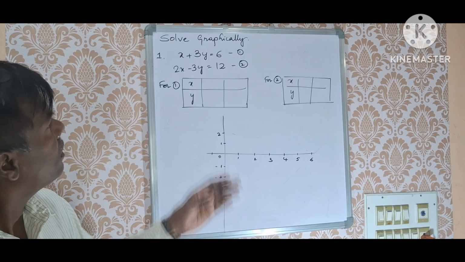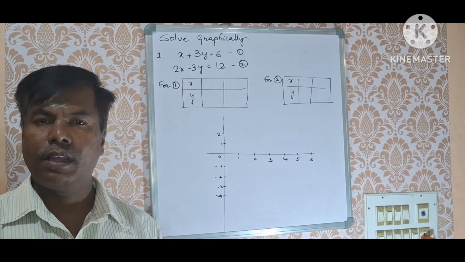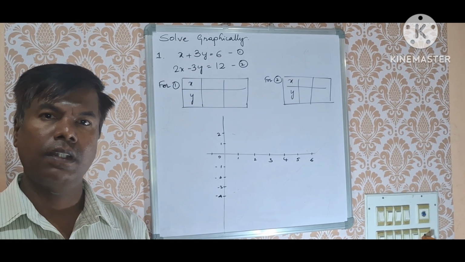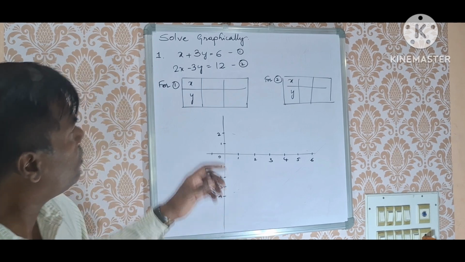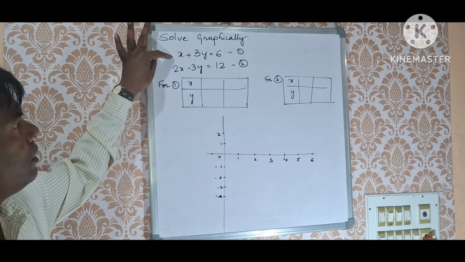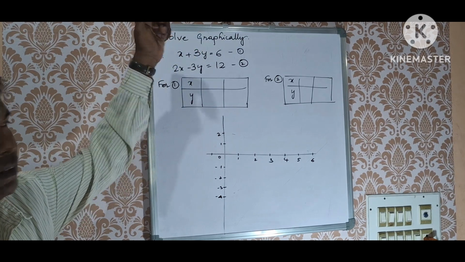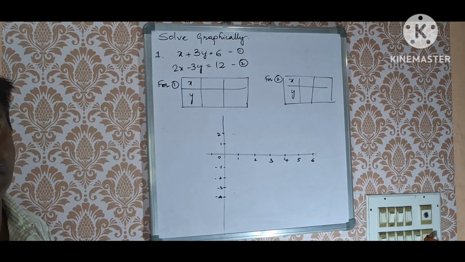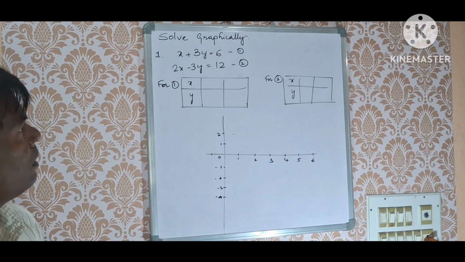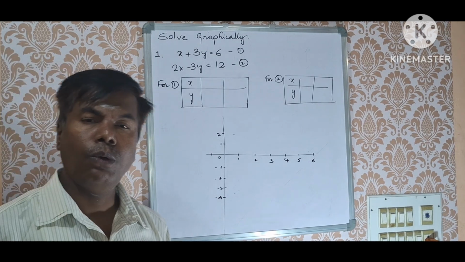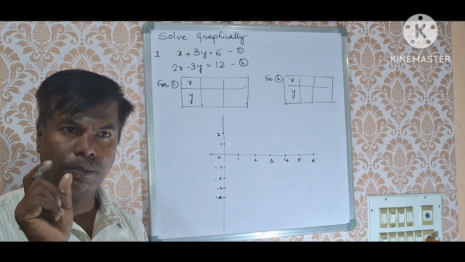Now, solve graphically. We are solving the pair of linear equations by graphical method. Which are these equations? x plus 3y equals 6, 2x minus 3y equals 12 are the pair of linear equations. These two linear equations are called a pair of linear equations. First, how to solve? First, we have to find the points.